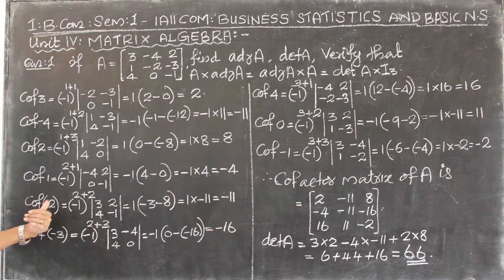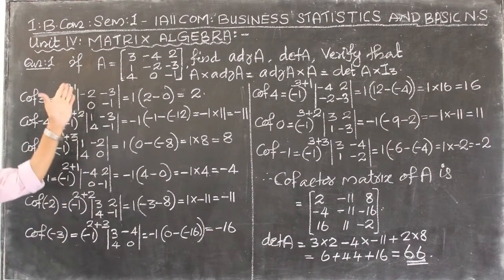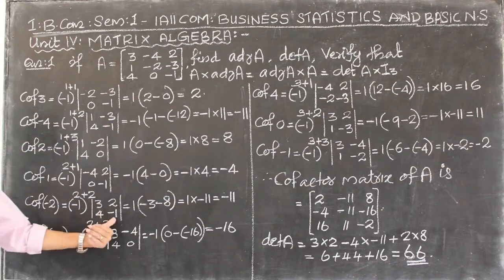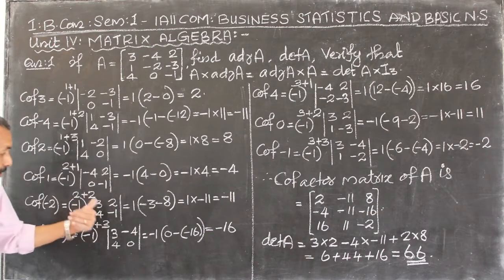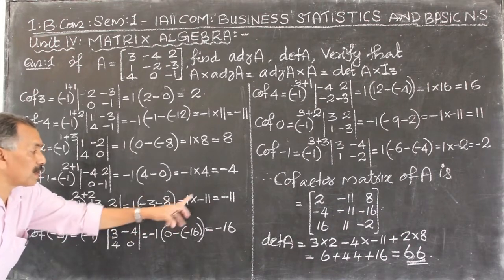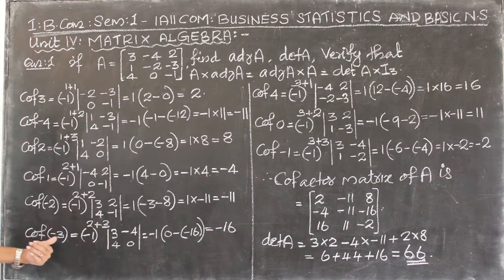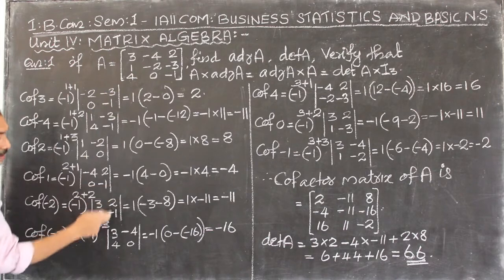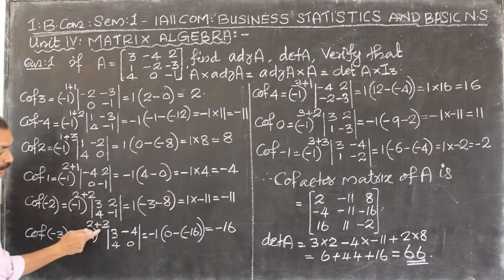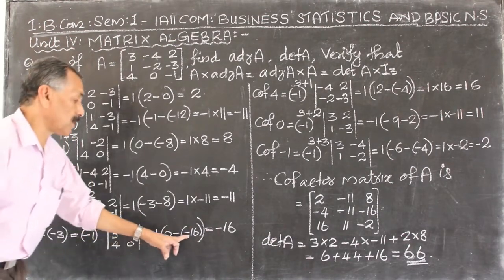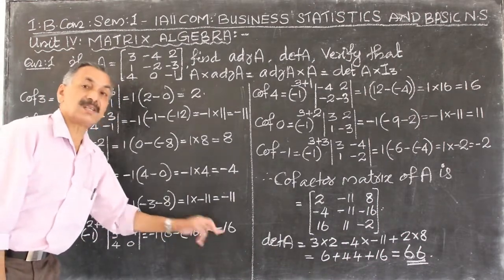Cofactor of minus 2 is minus 1 raised to second row, second column. Eliminate the second row and second column, leaving 3, 2, 4, minus 1. Minus 1 raised to 4 is 1. The determinant is minus 3 minus 8, which is minus 11, into 1, is minus 11. Then the cofactor of minus 3 is minus 1 raised to 2 plus 3, with the minor 3, minus 4, 4, 0. That is minus 1 into 0 minus minus 16, which is plus 16, so the cofactor is minus 16.